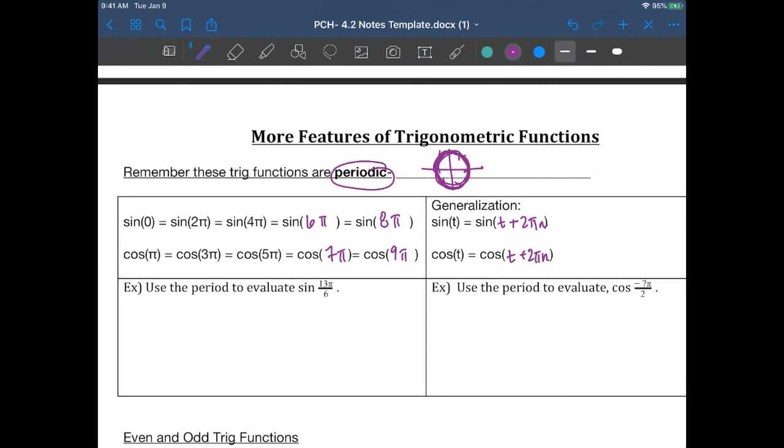Okay. So we're going to evaluate sine of 13 pi over 6 using our ideas of periodic functions. I know that the sine of 13 pi over 6 is equal to the sine of, how many full rotations can I take out of 13 pi over 6? So 2 pi written with 6 would be 12 pi over 6. How many 12 pi over 6's can I take out? Just 1. So 13 pi over 6 has a coterminal angle at pi over 6.